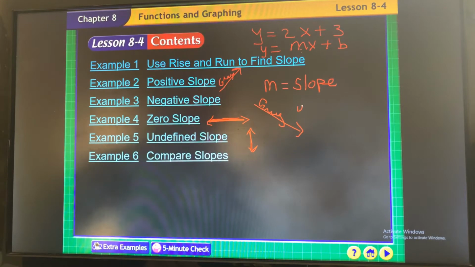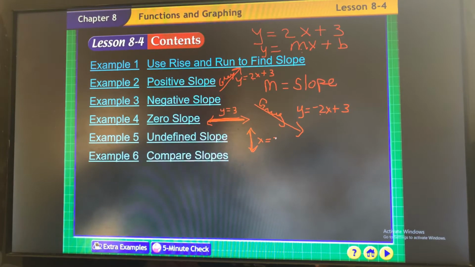So keep that in mind. When I have a negative slope, it would look something like this, y equals negative 2x plus 3. Positive slope would look something like this, y equals 2x plus 3. Notice slope is positive, slope is negative. If it's a horizontal line, it's just y equals 3. If it's a vertical line, it's going to be x equals 3, okay?